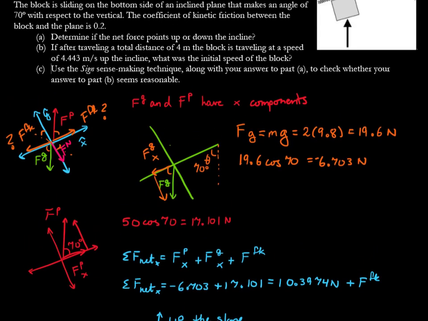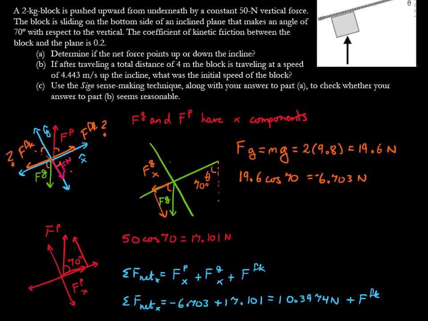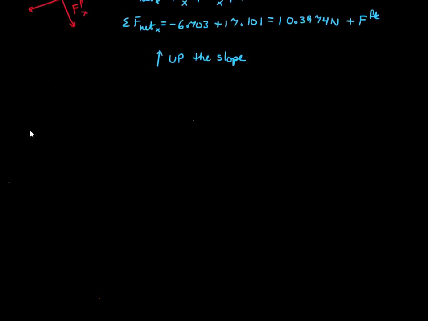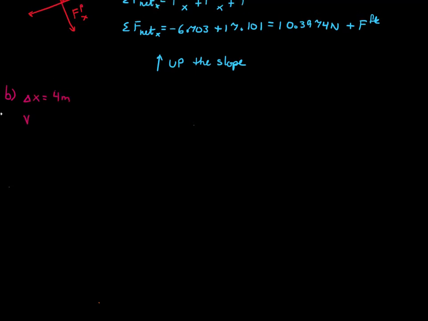Now part B is asking us, if after traveling a total distance of 4 meters, the block is traveling at a speed of 4.43 meters per second, which is the final velocity, up the incline, what was the initial velocity of the block? So here we have a change in x. I'm going to put part B, change in x equals 4 meters, and the final velocity is 4.433 meters per second. And we know that that's positive because the block is going up the slope.